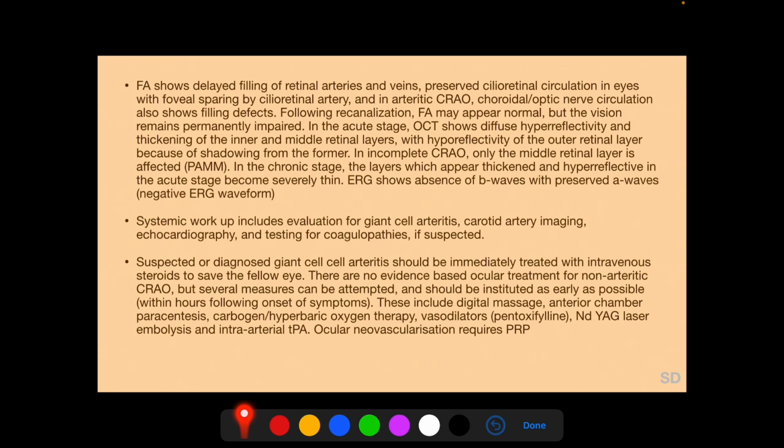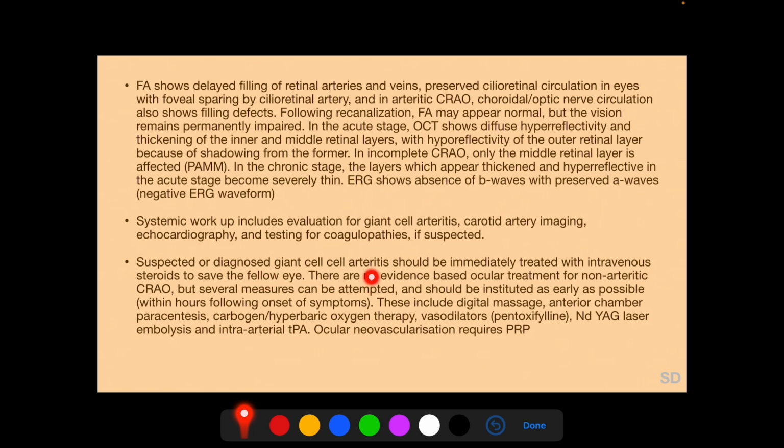Systemic workup for patients with CRAO includes evaluation for giant cell arteritis, carotid artery imaging, echocardiography, and testing for coagulopathies if suspected. Suspected or diagnosed giant cell arteritis should be immediately treated with intravenous steroids to save the fellow eye.